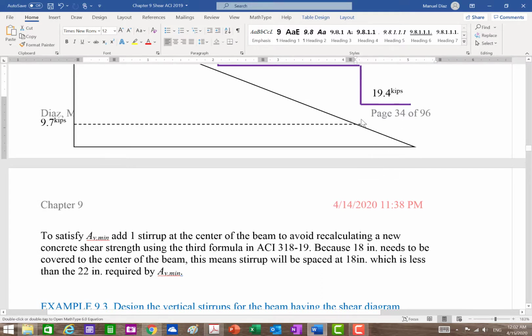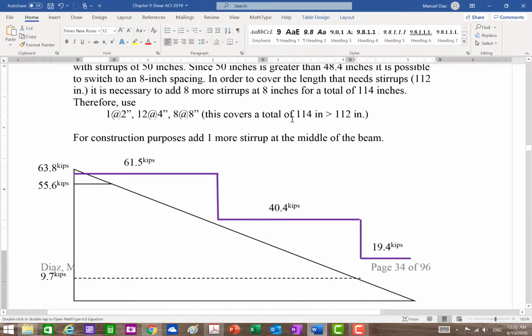So we have gotten all the way to 114, right? So we have covered 114. But to go all the way to the center, it will be 132. So that's a total of 18 inches. So how many stirrups do I need to put between this point, which is 114, and 132, so AV minimum is satisfied? There is only 18 inches here.